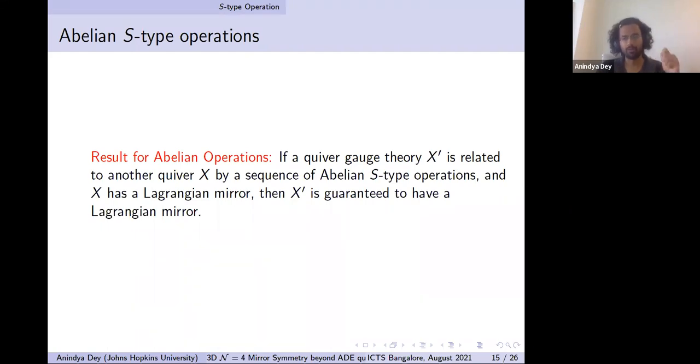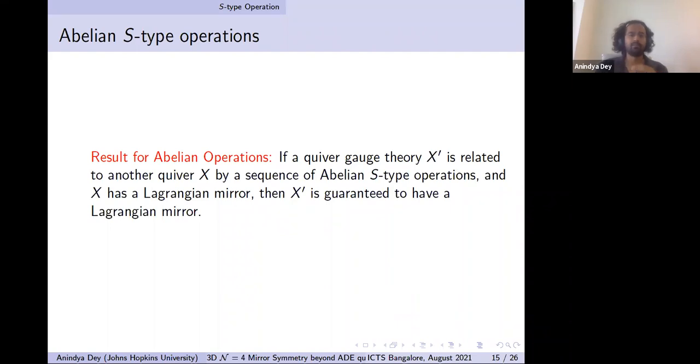So in other words, this R alpha that I was writing down, R alpha is just 1. Now there is a very interesting result for Abelian S-type operations, and it is as follows. If a quiver gauge theory X prime is related to another quiver gauge theory X by a sequence of Abelian S-type operations, and X has a Lagrangian mirror Y, then X prime is guaranteed to have a Lagrangian mirror.